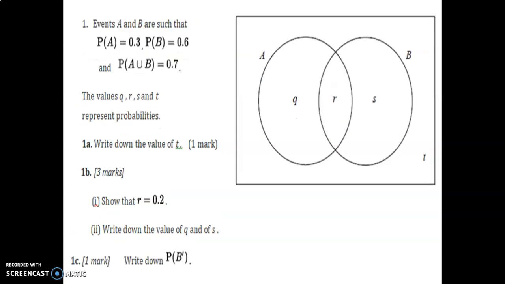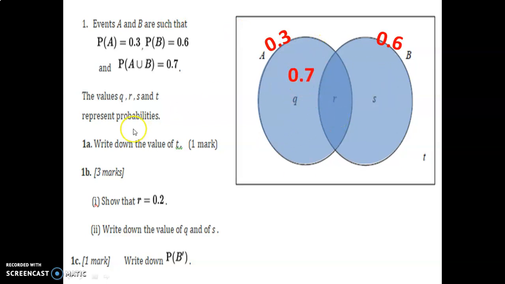Let's check our work. So first of all, it tells us probability of A is 0.3. Probability of B is 0.6. And it gives us the union, which is all those combined there, is 0.7. So with those values, we should be able to get everything. Write down the value of T. Write down means no calculation necessary. It's so obvious. And T is out here.